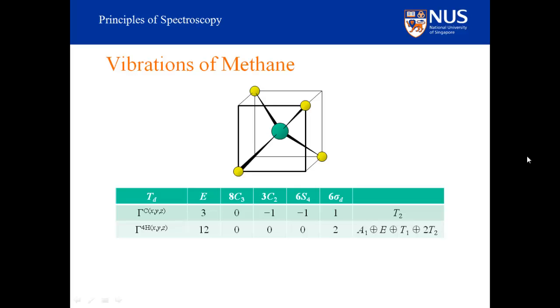Let's make sure that the dimensionality has not changed. A1 is singly degenerate, E is doubly degenerate, T1 triply degenerate, and T2 is triply degenerate. The overall dimension is 1 plus 2 plus 3 plus 2 times 3 is equal to 12, the same number of coordinates as in the basis set. Note further that you can check to make sure that these irreducible representations are the decomposition by simply adding up the irreducible representations A1 plus E plus T1 plus 2T2. Doing this gives you 12, 0, 0, 0, 2 for the representation.